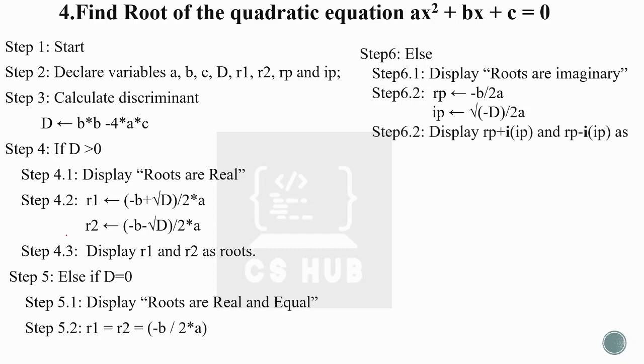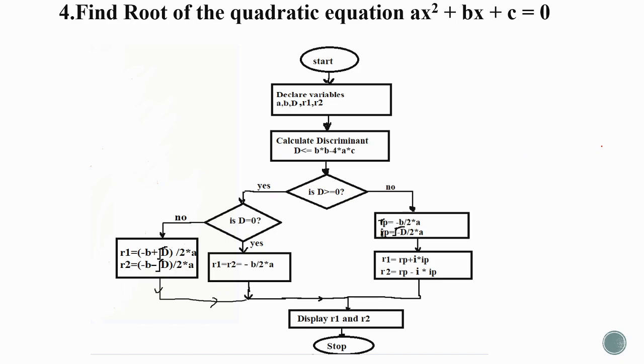Then form the roots as rp plus i into ip. Here rp is the real part plus i, our complex number i, into the imaginary part. Then the next root is rp minus i into ip as roots. Step 7, stop. This algorithm is very simple, only thing is we need to learn all these formulas by heart. Next, this is the algorithm and it is also a simple one.